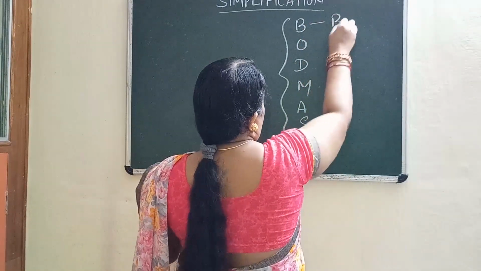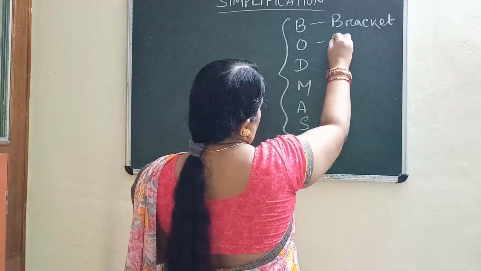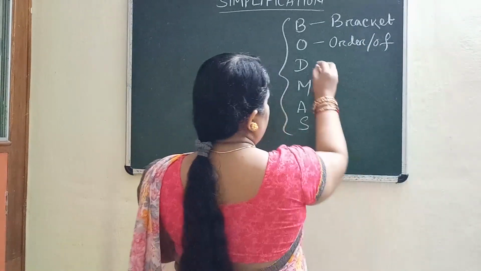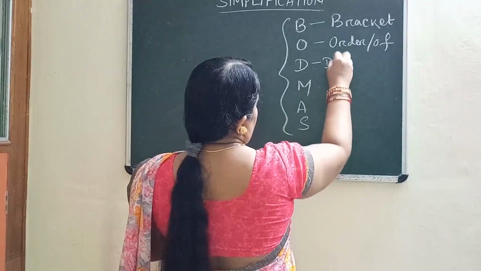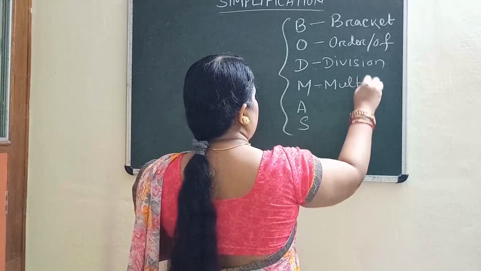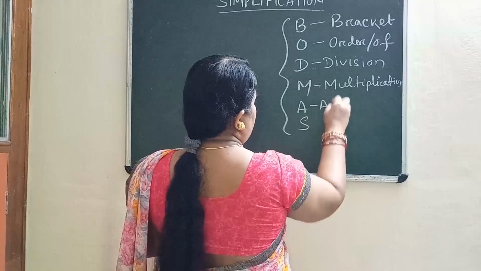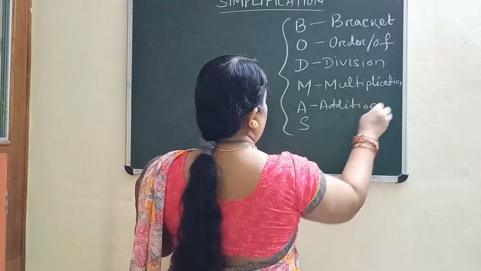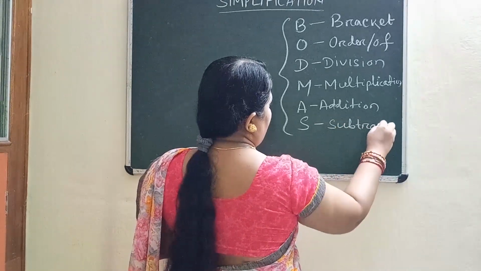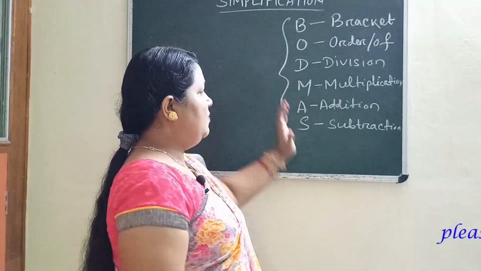B stands for bracket, O stands for order or of, D stands for division, M for multiplication, A for addition, and as usual S stands for subtraction. Okay, so this is your another rule, that is the BODMAS rule.